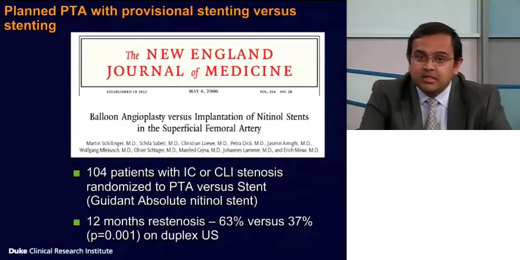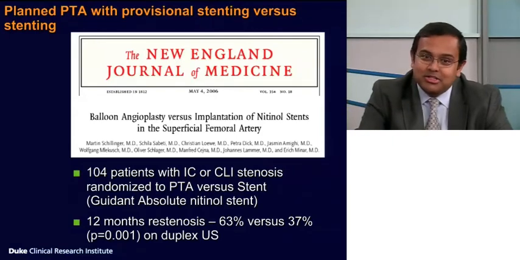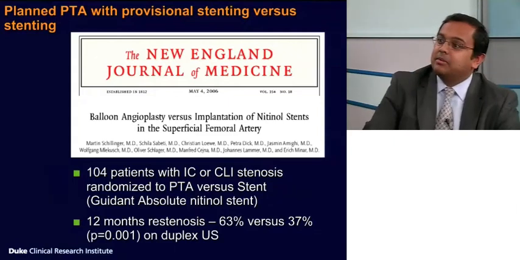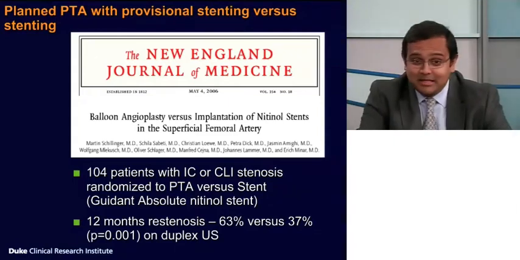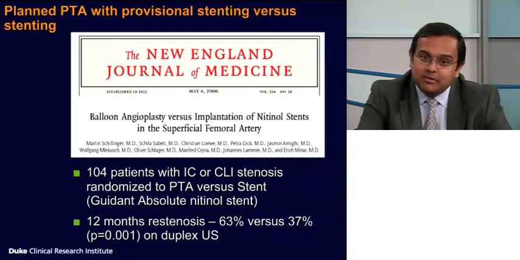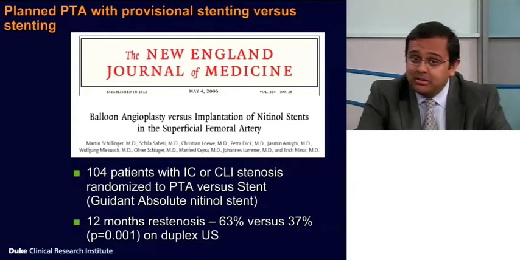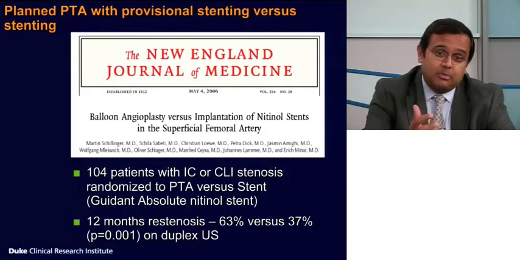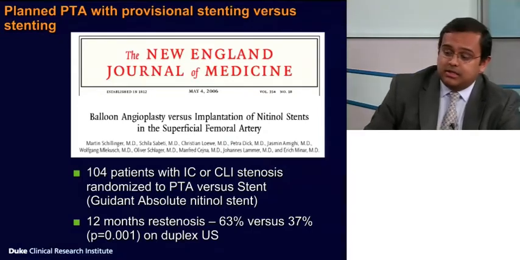So, we're trying to do the same things. This gives you a sense of the science. This is now a few years old, from 2006, but in 2006, 104 patients with intermittent claudication and CLI were randomized to balloon versus stent. And that was the Guidant Absolute Nitinol stent. And that made the New England Journal, because at that time, up to 2006, no one had done a moderate to small size randomized trial looking at endotherapy with either stenting or balloons. And as you might imagine, restenosis was 63% in the balloon arm, but still 37% in the stent arm.